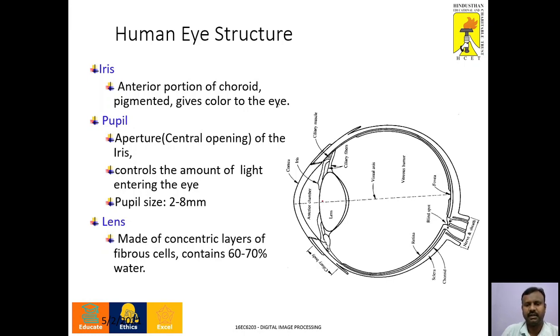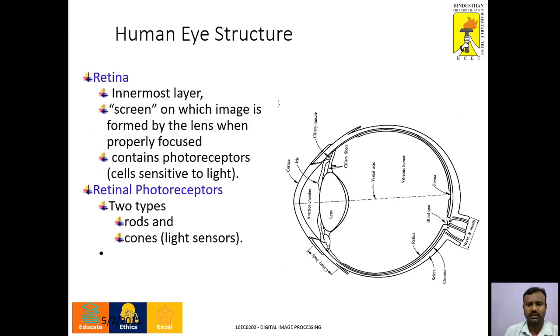Then we have the pupil. The center opening of the iris is called the pupil. This pupil controls the amount of light entering the eye. Pupil size is around 2 to 8 mm. Then we have the lens of the eye, which is made up of fibrous cells containing 60 to 70% water. Then the innermost layer is the retina, where the different photoreceptors are present.